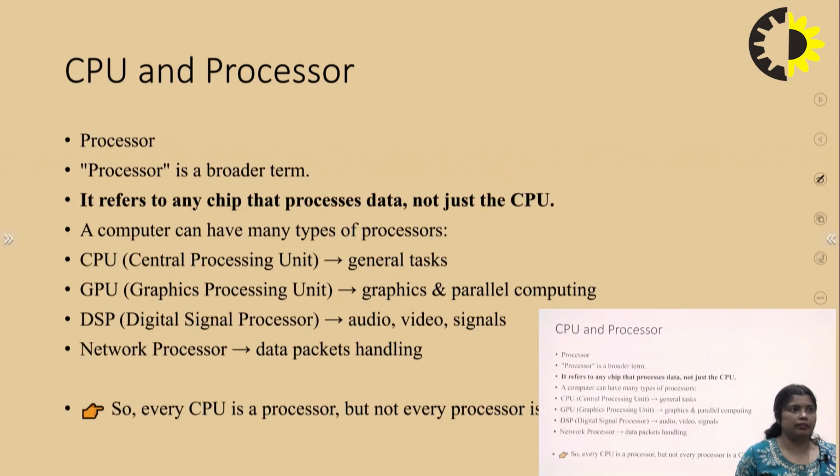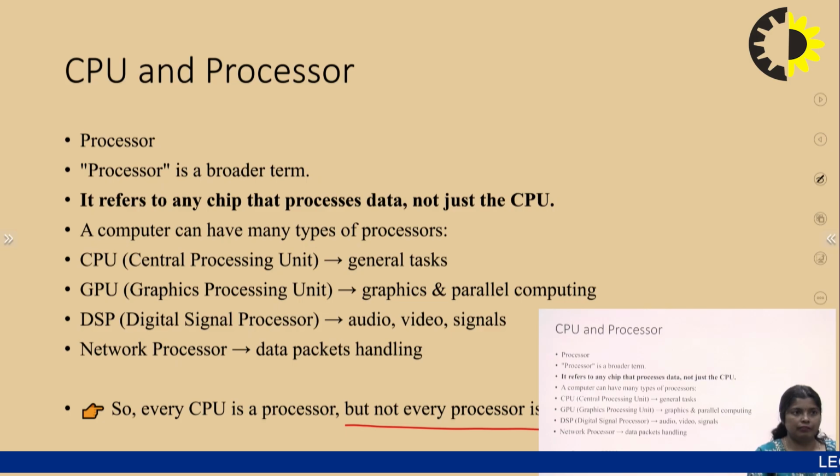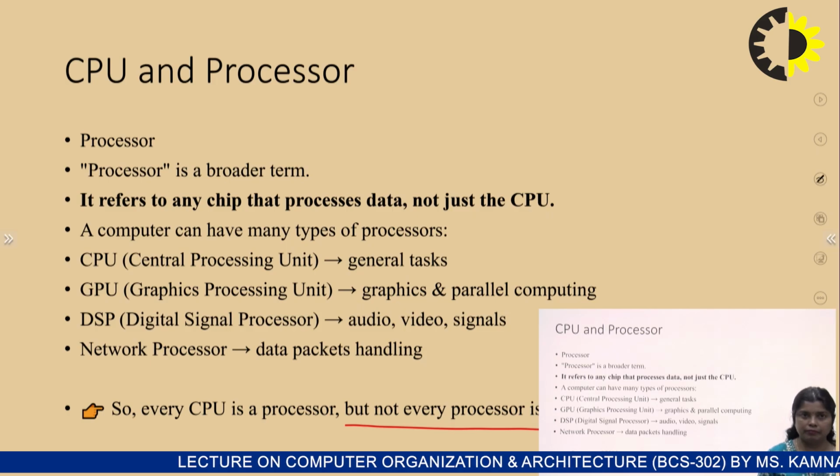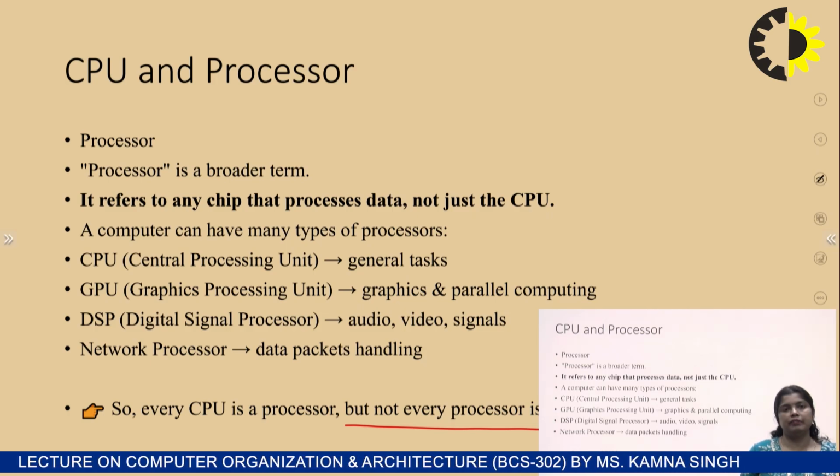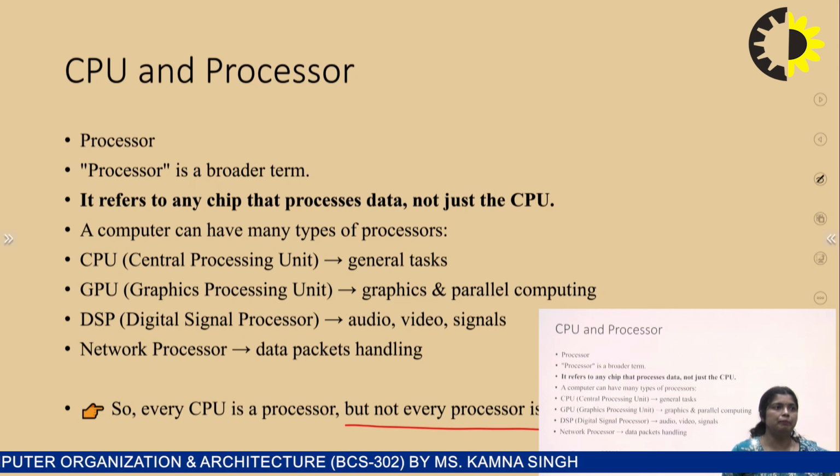And next is the processor. A processor is any chip that processes data, not just the CPU. Every CPU is a processor, but not every processor is a CPU. A processor can be a network processor that handles data, or a GPU that handles audio and video signals, and the CPU is used for general tasks. There is also a DSP, a digital signal processor. So every CPU is a processor, but not every processor is a CPU. That is the main difference between the CPU and processor.